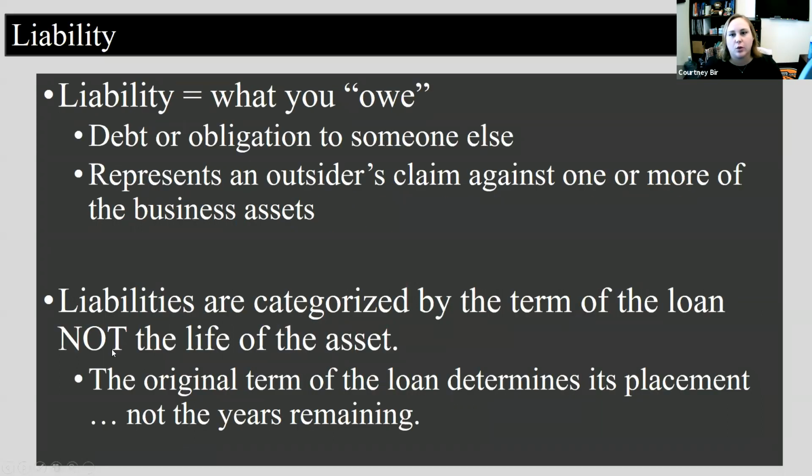So liability is what you owe. It's your debt or obligation to someone else, represents an outsider's claim against one or more of the business assets. So liabilities are categorized by the term of the loan, not the life of the asset. So hopefully the loan is shorter than the life of the asset, right? But sometimes you hear of people who are getting upside down on things, right? So that means that they're going to have to keep paying on this item beyond the life of the item. And so that's why when we're doing these balance sheets, it's by the term of the loan, not the life of the asset. The original term of the loan determines its placement, not the years remaining.